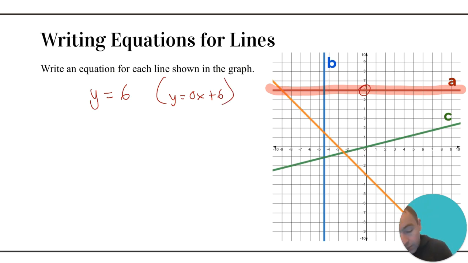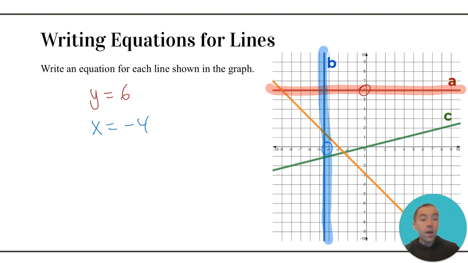And then for the second line that you're seeing right here, this is a vertical line. And so if you look at the x-intercept, it's right there at negative 4. This would be the equation, just x only is equal to negative 4. Okay. Now the other two lines are all diagonal lines, so those are going to be equations that you can actually write in mx plus b form.